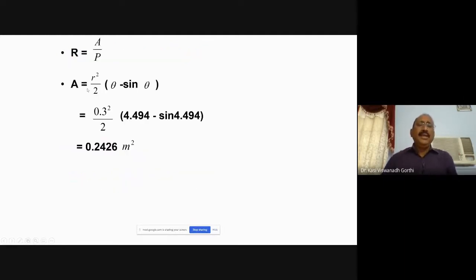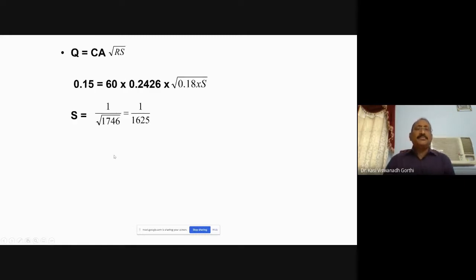R is equal to A by P, and wetted area is R square by 2 into theta minus sine theta. Substituting those values, you get 0.24 meters square. So the discharge Q would be equal to C A square root of R S, 0.15, the discharge of 150 liters given, into Chezy's coefficient C 60, wetted area 0.24 into square root of 0.18 hydraulic radius into S, required to be found. This is into S. S is the longitudinal slope. S is found to be 1 by 1625, the longitudinal slope.